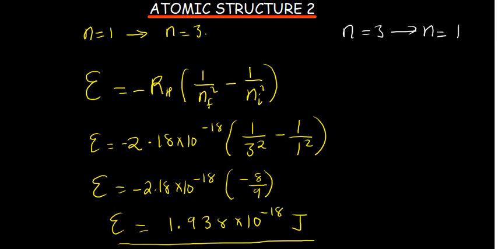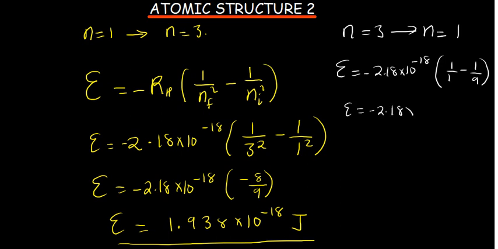In this case, energy is going to be negative 2.18 times 10 to the power negative 18, then we are going to have 1 over 1 minus 1 over 9. This will give us energy equal to negative 2.18 times 10 to the power negative 18, and then 1 over 1 we can also write as 9 over 9. Since the denominators are the same, we can subtract the numerators. That will be 8 over 9.